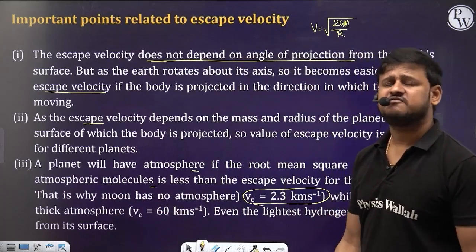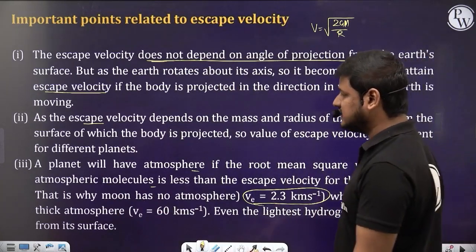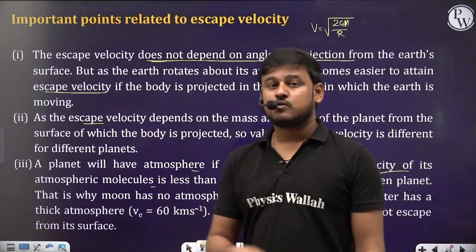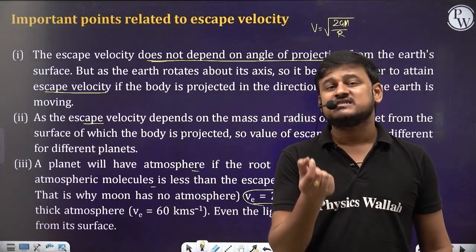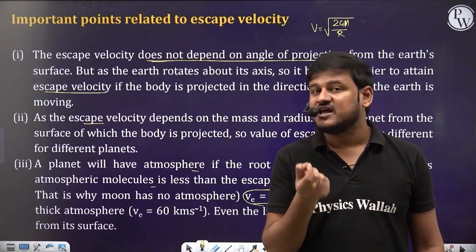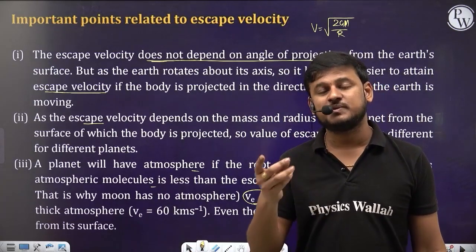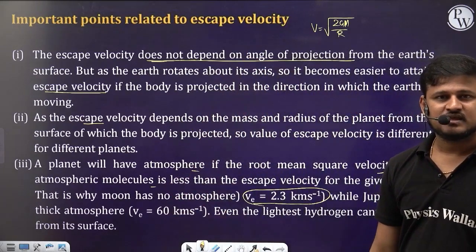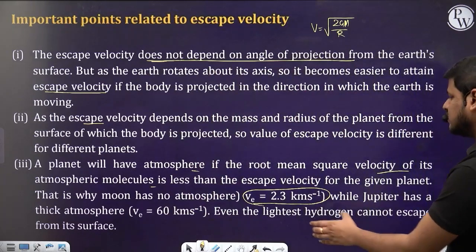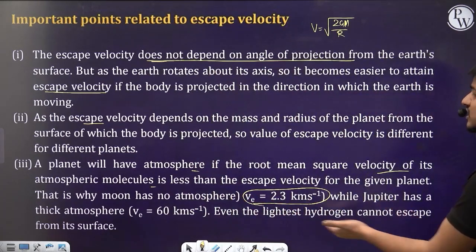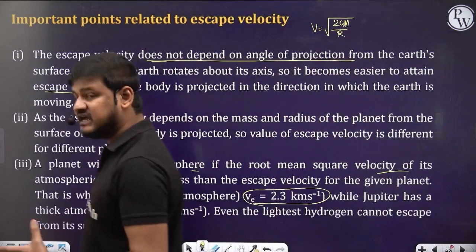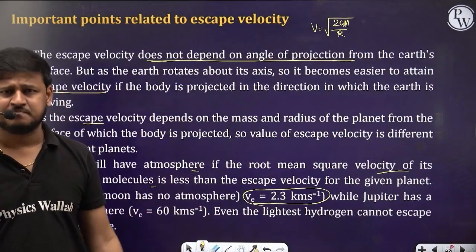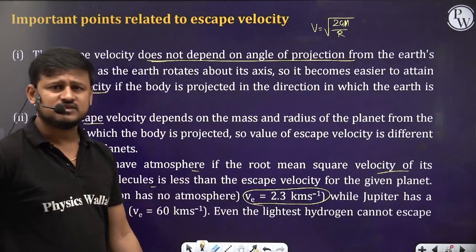While Jupiter has a thick, dense atmosphere, so its escape velocity is 60 km per second. You have to throw it with 60 kilometers per second. Imagine, on the Earth it is 11.2 kilometers per second. On Jupiter the escape velocity is almost 6 times that of the Earth. Understanding? So even the lightest particle, hydrogen, cannot escape from Jupiter's surface. You can simply remember these points.